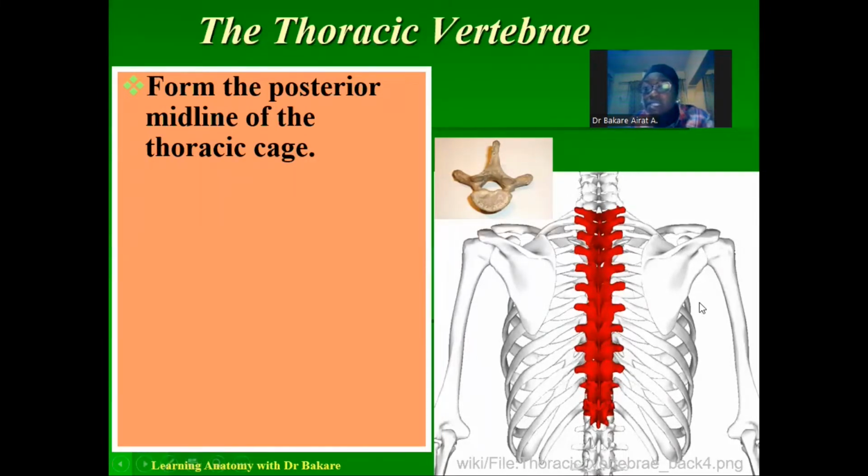These are small pieces of bones that are arranged one on top of each other. These pieces of bones are held together by intervertebral discs. And this is the thoracic vertebra highlighted in red.